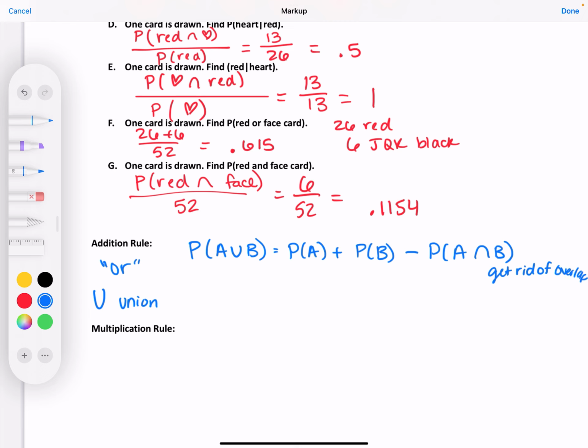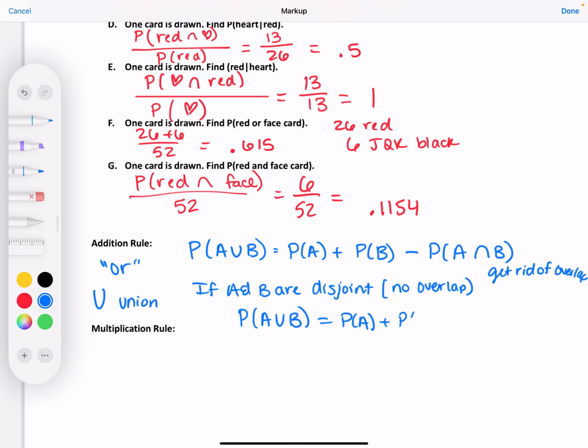Now that's in general. If A and B are disjoint, meaning there's no overlap between them, the probability of A or B, or A union B, is equal to the probability of A plus the probability of B. But we can, again, only use that if there's no overlap. So that was the last section that we did before break. Now we're getting into the ones that are going to have overlap most of the time.